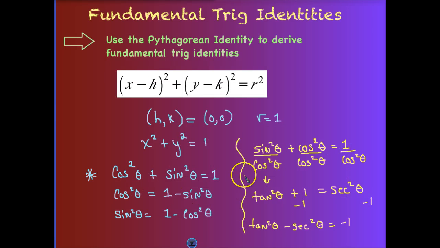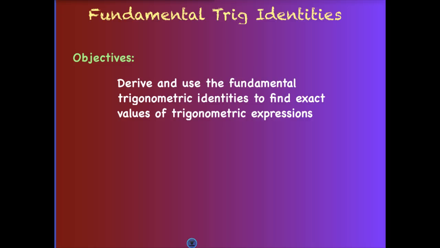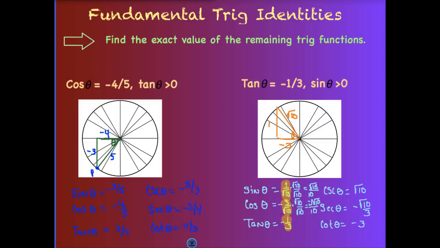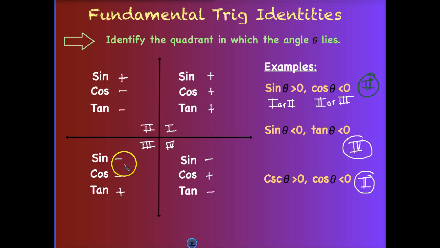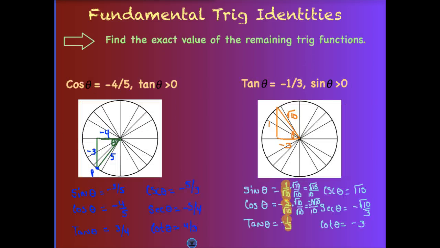So make sure in your notebook that you have this fundamental identity and that you've rewritten it in a few forms. As we move forward, we'll be adding more forms to our library. This concludes our lesson on the fundamental trig identities. At this point, you know how to derive and use the fundamental trig identities to find exact values of trigonometric expressions. You can also use the different quadrants and the signs in order to help you further find exact values for trig functions.